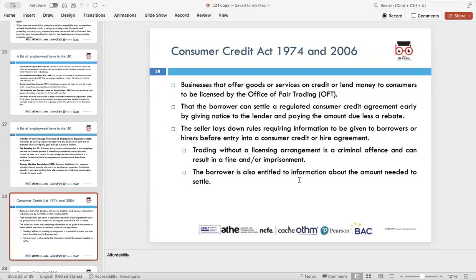The Act establishes rules that require information to be provided to borrowers or hirers before entering into a consumer credit or hire arrangement. Engaging in commercial activities without a license or authorization is a criminal act that can lead to a monetary penalty and or imprisonment. It is also the borrower's right to get information regarding the amount that is required to settle the loan.